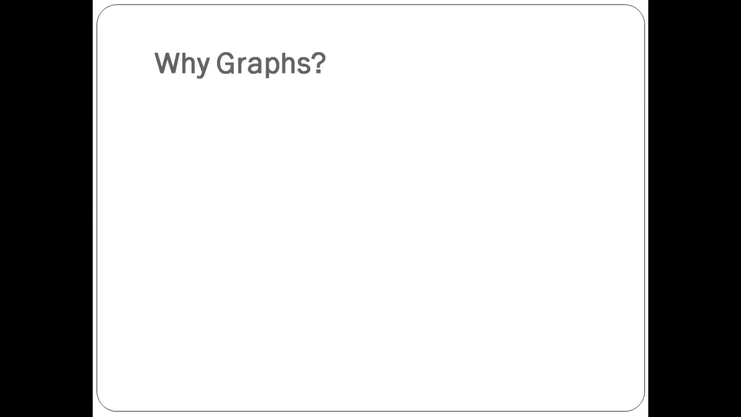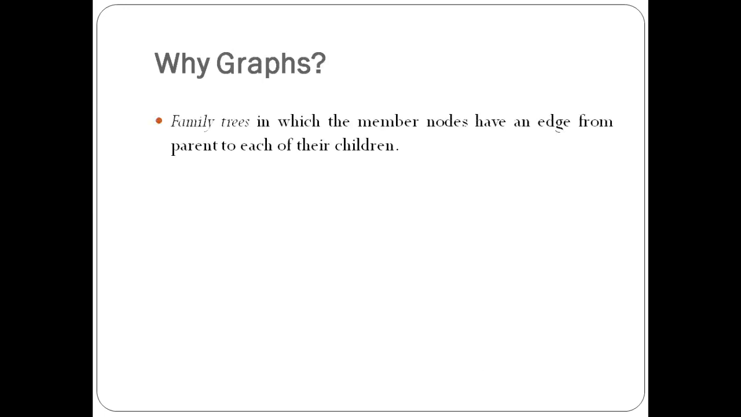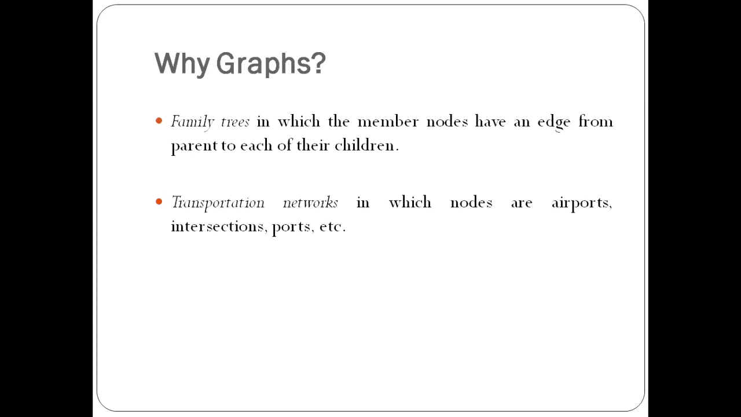Now why do we use a graph? In most cases we use a graph for a family tree, in which the member nodes have edges from the parent to each of their children. Also we can use a graph for a transportation network. In a transportation network, each node represents either an airport or a city, and the edges that connect those nodes represent the cost involved when a user wants to travel from one city to another city.